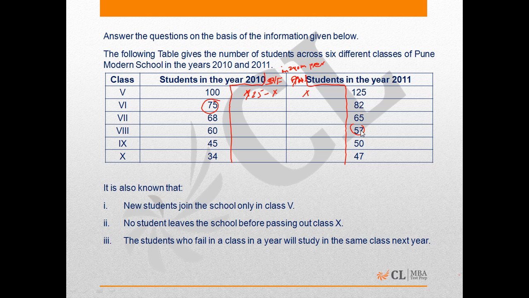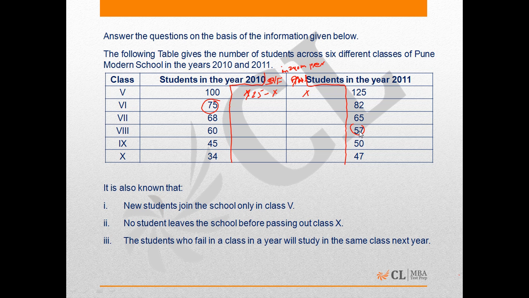It means there is no new joinee in any of the classes apart from class 6th. And second statement is no student leaves the school before passing out class 10th, which means nobody can leave the school unless he clears class 10th.